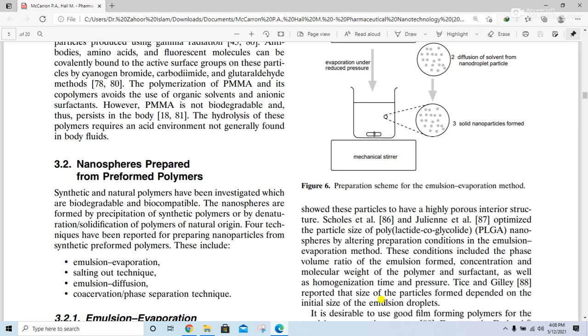Inshallah, in my next lecture, we will talk about nanospheres prepared from preformed polymers. For example, you have preformed polymers, and from these preformed polymers, how the nanospheres are prepared.